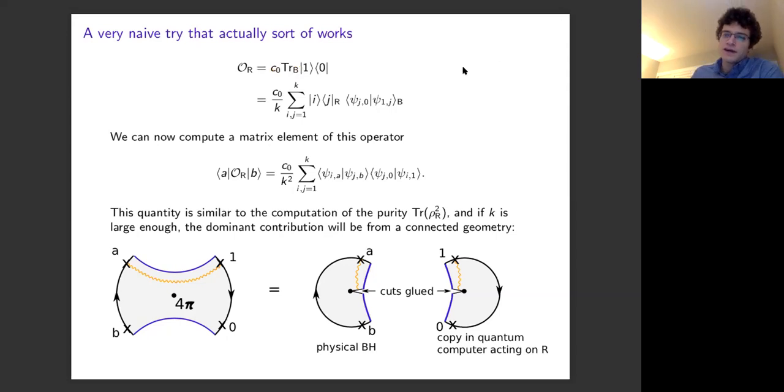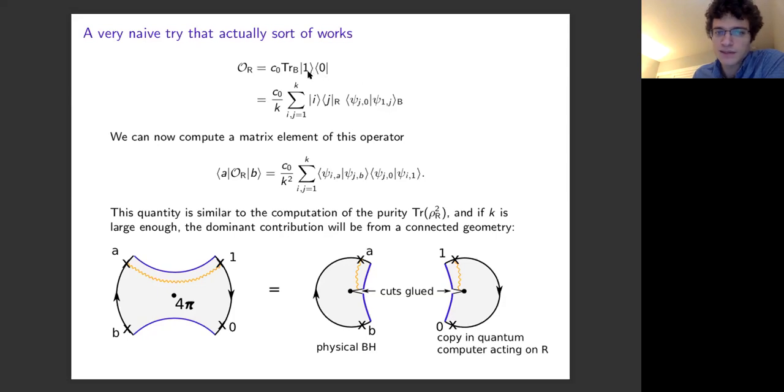So a very naive thing you can do is make an operator that acts only on R by just computing the partial trace over B of the operator that we know works, and then multiply it by some constant that we'll have to figure out later. So this sounds like a ridiculously naive guess for an operator acting on the radiation, on the R system, that will do the job, but let's just see if it works.